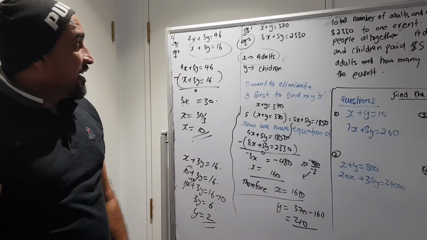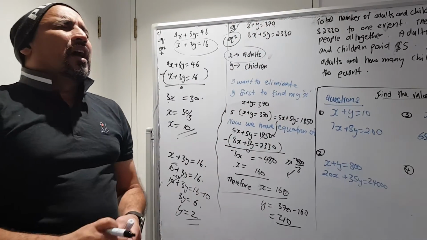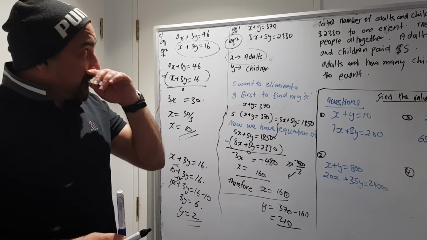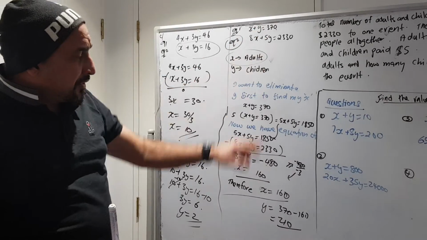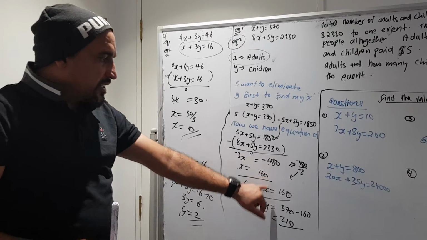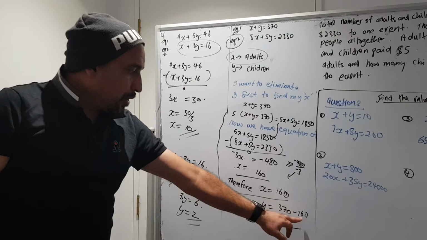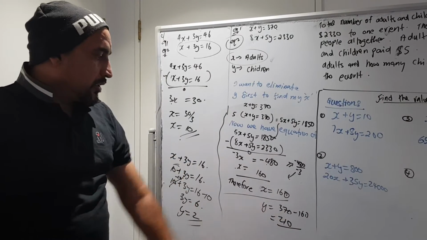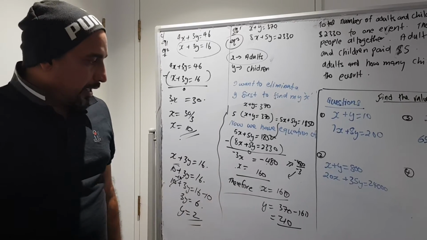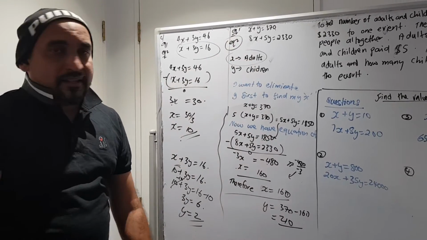Now, how many children went? So you know that x plus y is 370. You know that the total people that went there was 370. So of 370, if the adults were 160, how many were the children? So 370 take away 160 is 210. That means 210 children went there to the concert or the event, and 160 adults. Guys, if we do that, that will be excellence.